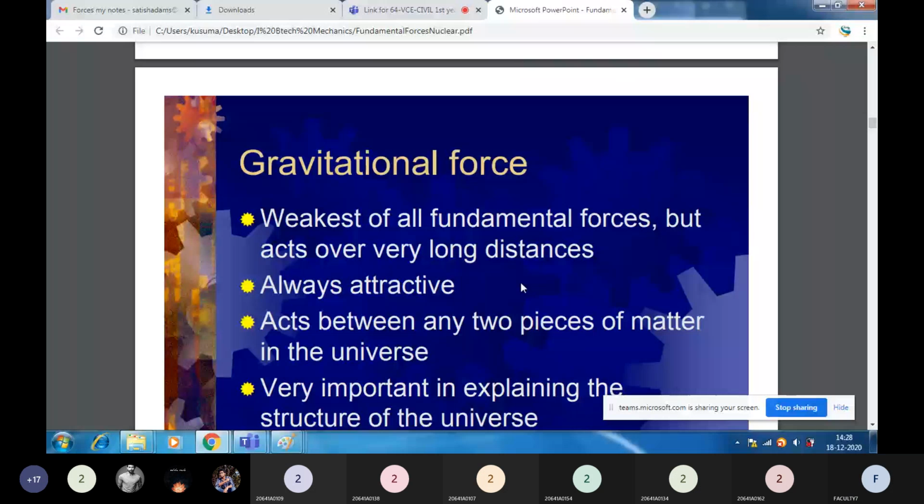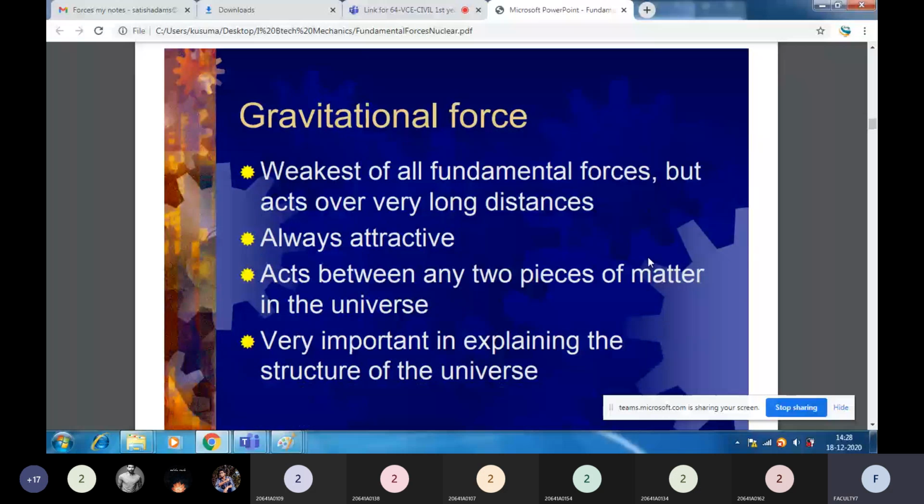Depending on this particular force, we can explain the structure of the universe, how the entire universe is going on. Those things depend on gravitational forces only: how the planets are moving, how the earth is moving around the sun. Those things are explained using the gravitational force. These slides show the four fundamental forces.